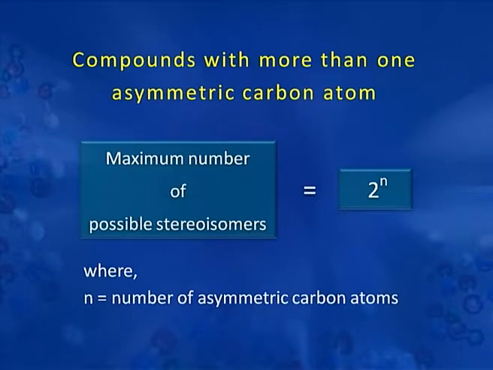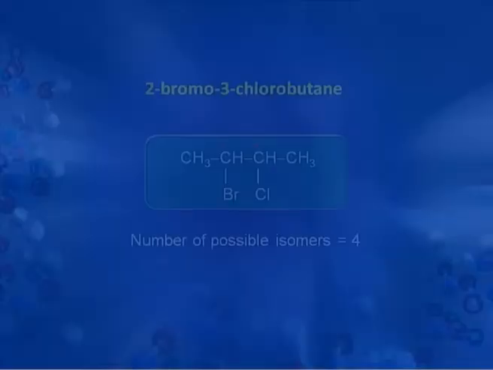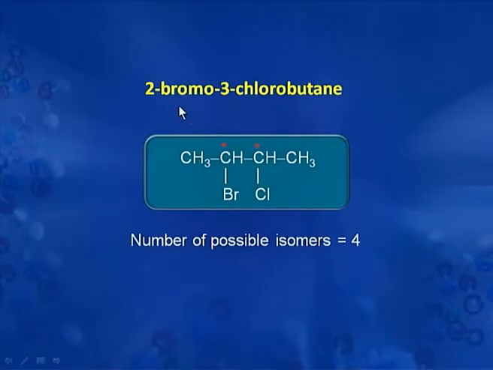Now if there are 2 asymmetric carbon atoms, then the maximum number of possible isomers becomes 2 raised to the power 2, which is 4. Similarly, if a molecule contains 3 asymmetric carbon atoms, then the maximum number of possible stereoisomers will be 2 raised to the power 3, that is 8, and so on. Now let us study it with the help of an example. The example is 2-bromo-3-chlorobutane. This is the structure for 2-bromo-3-chlorobutane.